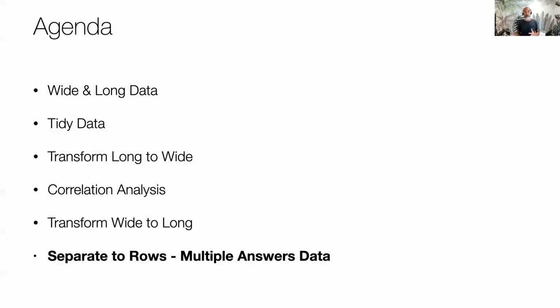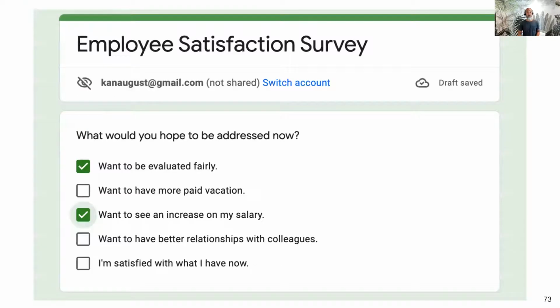So we were talking about this wide data and the long data, right? These are kind of going back and forth. But sometimes there is another type of data that you want to transform or clean up before you visualize or analyze. That's this multiple answer questions. Sometimes you can check multiple things, right? Or you can type free text, comma separated entries.